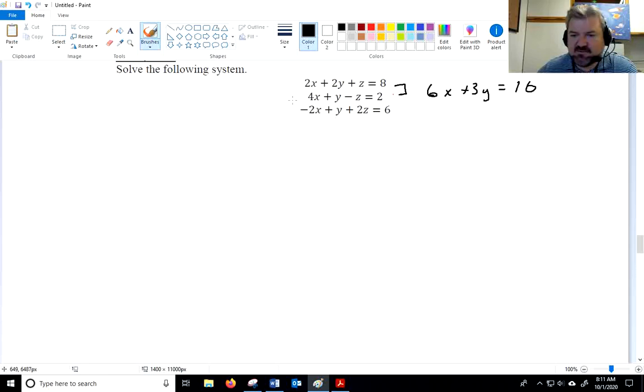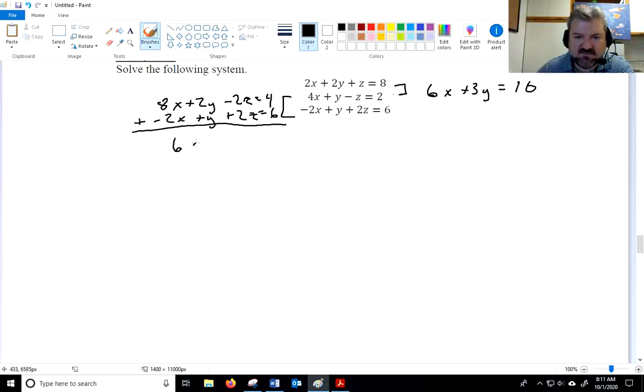And then I'm going to multiply this equation by 2. So I have 8x plus 2y minus 2z is equal to 4. We're multiplying by 2, right? And then I have negative 2x plus y plus 2z equals 6. I add these two equations together, and I get 6x plus 3y equals 10.